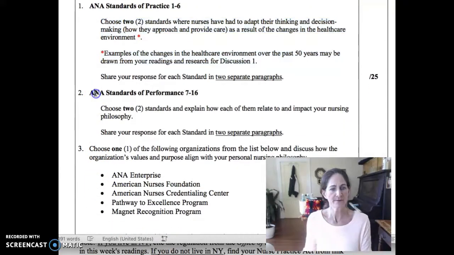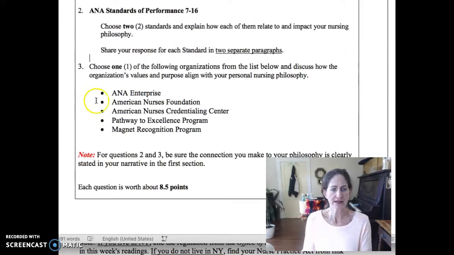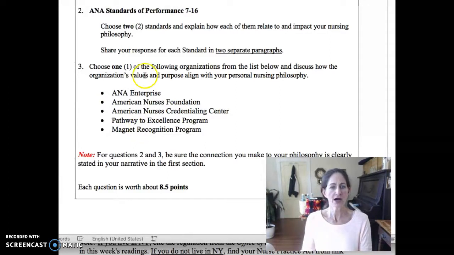The second item for this section is standards of performance 7 through 16. Basically, choose 2 of them and how they relate to your philosophy that you wrote above. Remember, 2 separate paragraphs, and just write your thoughts about those standards and why they're meaningful to you. This third one is to choose one of the ANA's different platforms or services that they offer nurses. Choose one of them, write about it, and discuss how it aligns with your philosophy.